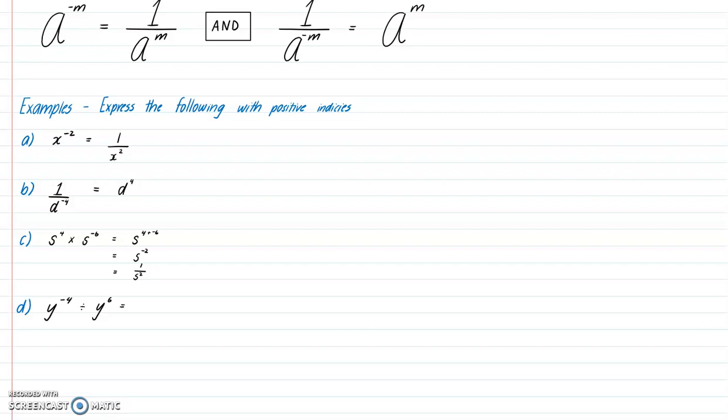And the same for d. This time we need to use index law 3 to simplify this. y to the power of negative 4 minus 6. We can simplify that to y to the power of negative 10. We don't want that negative there. 1 in the numerator, y to the power of 10 in the denominator. And that is index law 5.